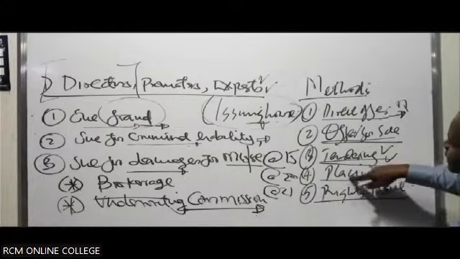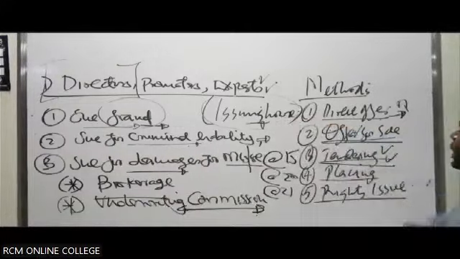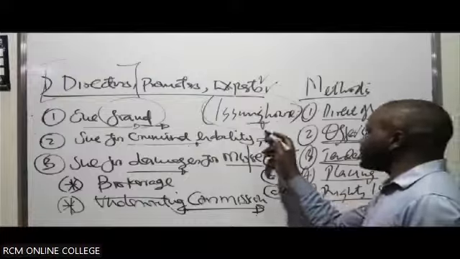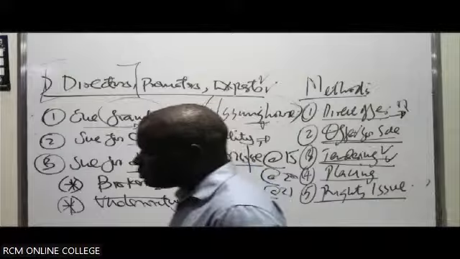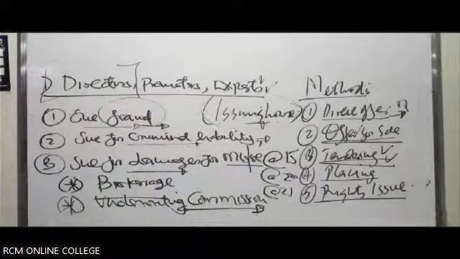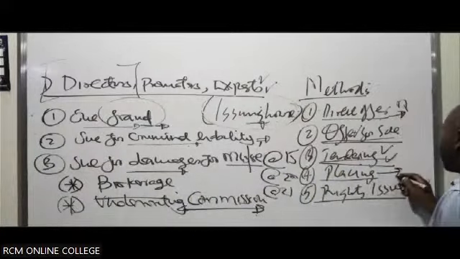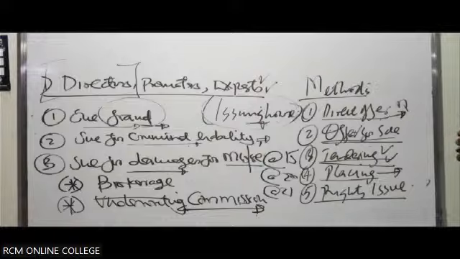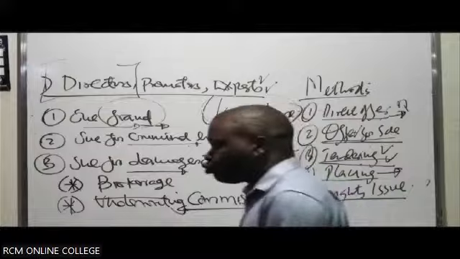Then placing. Still the same case. The shares are given out, issued out or sold to an issuing house. Then what the issuing house does, it doesn't just sell to any person. It doesn't just sell to Tom, Dick, and Harry. But what they do here, they identify key investors who are likely to buy the shares in huge blocks, or in blocks that are of high value.